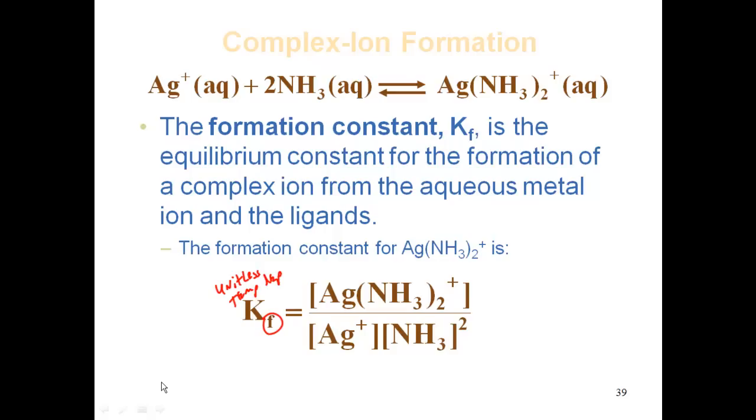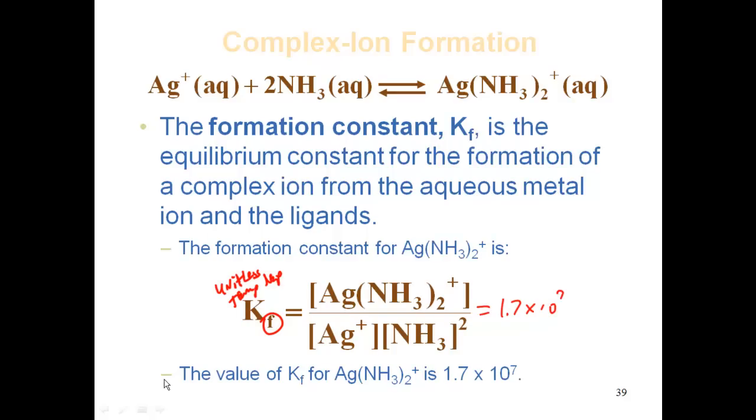Okay, the same as the rest of the Ks: unitless and temperature dependent. This particular K has a value of 1.7 times 10 to the positive 7th. As we stated before, the larger that K is, the more stable that complex is. Since this is an extremely large K, this is a very stable complex. If I put silver and amine together, it very readily will form this complex because it has such a large Kf. Okay, very stable complex.